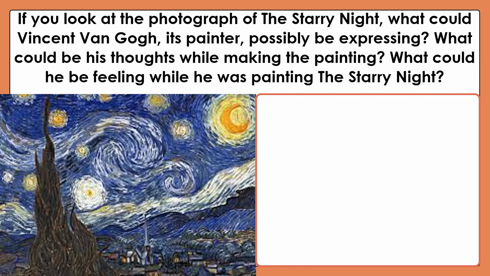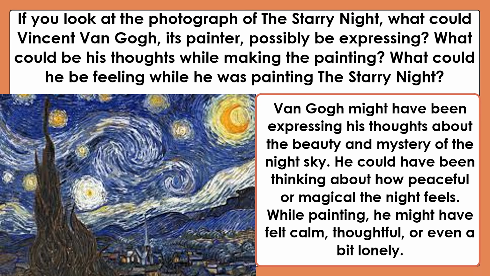If you look at the photograph of the starry night, what could Vincent van Gogh, its painter, possibly be expressing? What could be his thoughts while making the painting? What could he be feeling while he was painting the starry night? Possible answer: Van Gogh might have been expressing his thoughts about the beauty and mystery of the night sky. He could have been thinking about how peaceful or magical the night feels. While painting, he might have felt calm, thoughtful, or even a bit lonely.